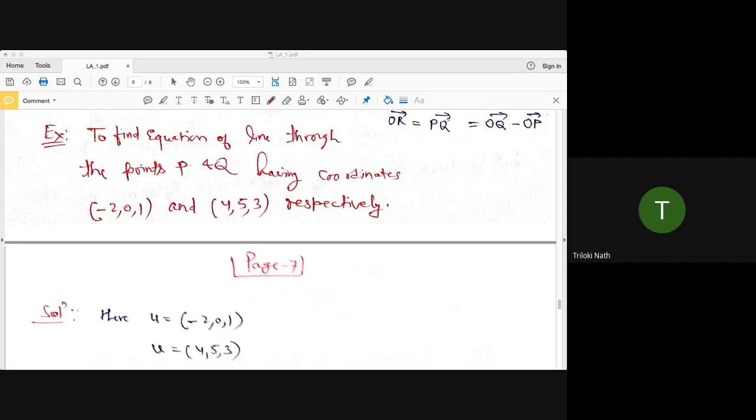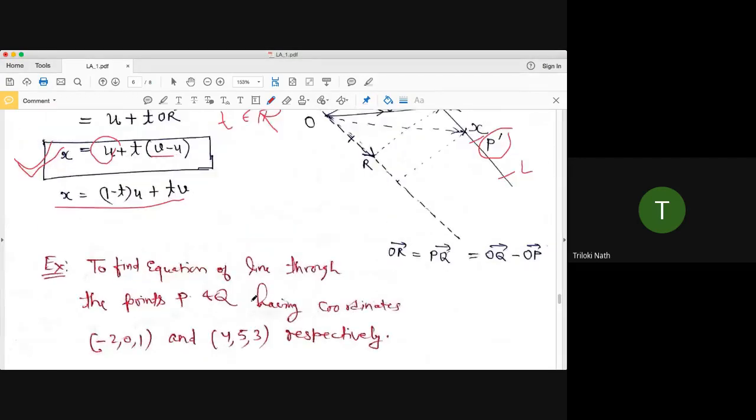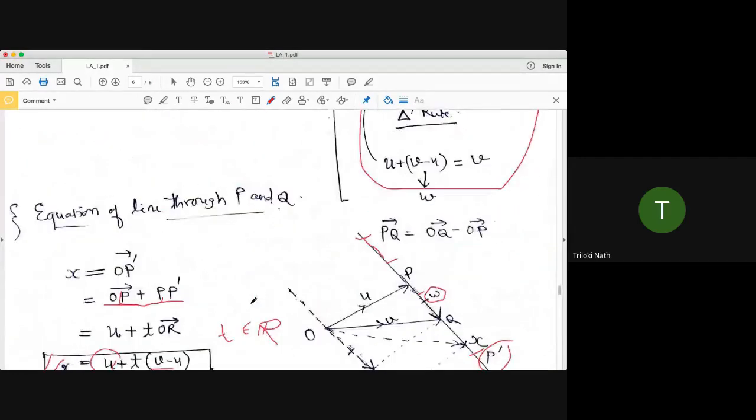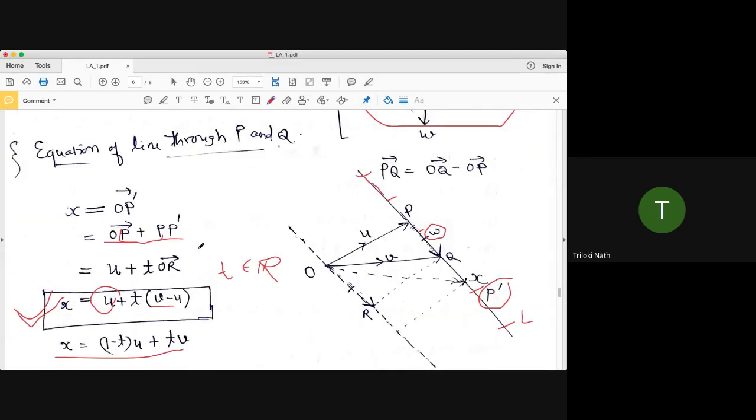हाँ कर दे रहा हूँ, कोई बात नहीं. चलिए फिर से देखते हैं भाई. ये इक्वेशन ऑफ लाइन ही एक्सप्लेन करना है ना. Yes sir. इक्वेशन ऑफ लाइन को ही एक्सप्लेन करना है ना. Yes sir, ये OP वेक्टर एंड देन PP डैश वाले के बाद ये जो U प्लस T वाला. समझ गया, प्रॉब्लम समझ गया. चलिए फिर से देखते हैं.